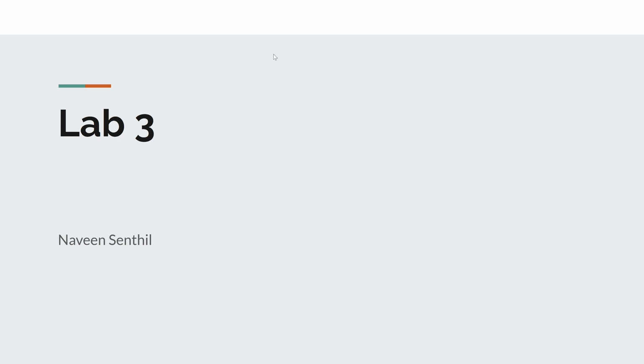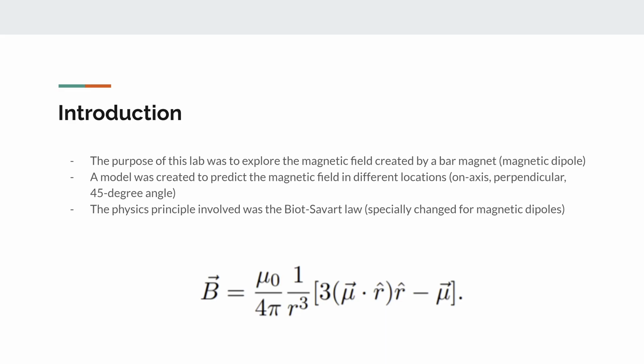My name's Naveen, and today I'm going to be talking about Lab 3 for Physics 2212. So, introduction. The purpose of this lab was to explore the magnetic field created by a bar magnet. I used many bar magnets, I think 6, and a model was created to predict the magnetic field in different locations. Some locations were on axis, perpendicular, and the main one was the 45-degree angle one. The physics principle involved was the Biot-Savart law, but this one was especially modified for magnetic dipoles.